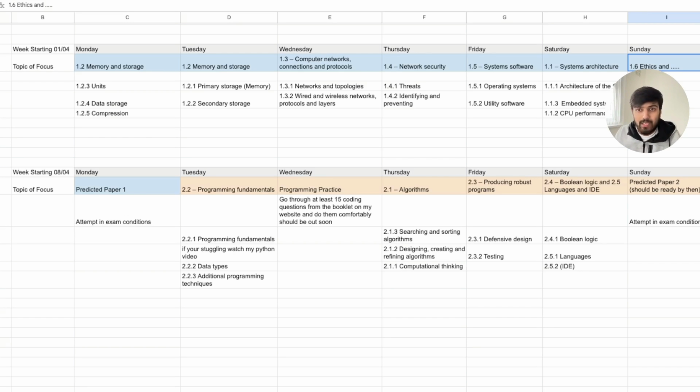This is always going to be an 8 marker, which I'm going to actually go through how you can model and answer in the exam. So stay tuned for that. Then we come on to week starting 8, which is next week.